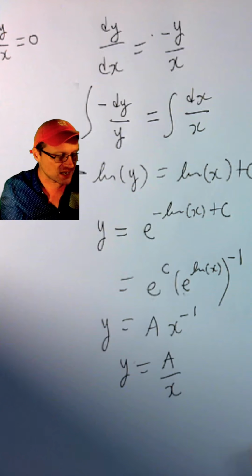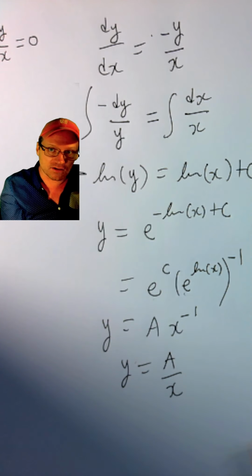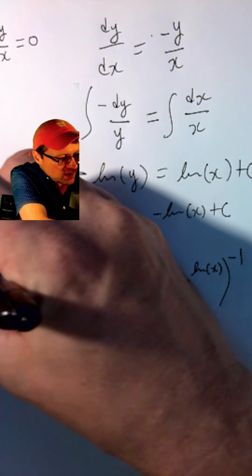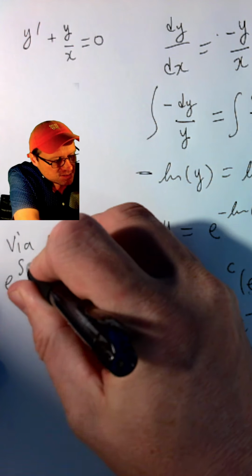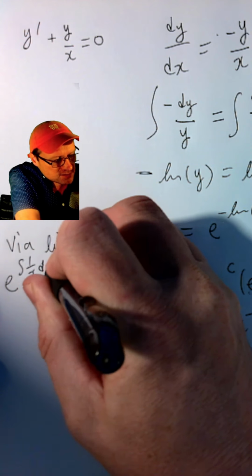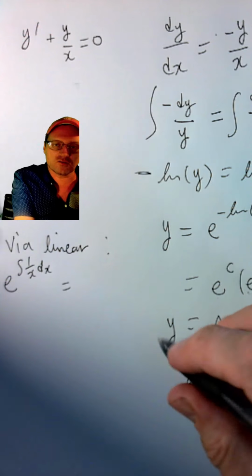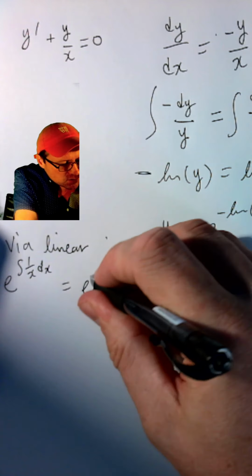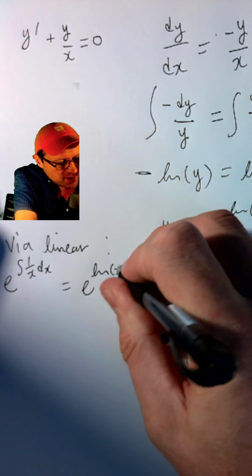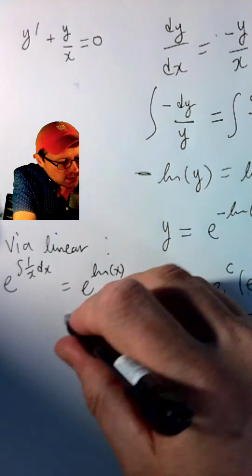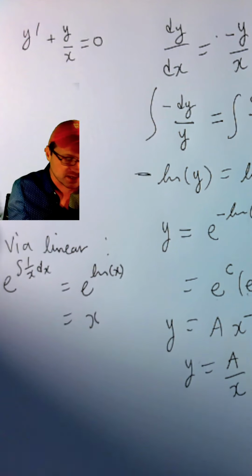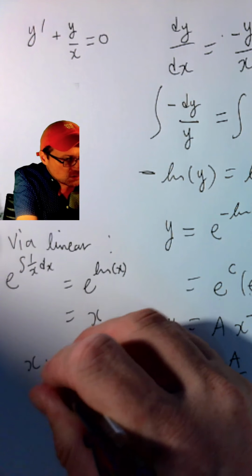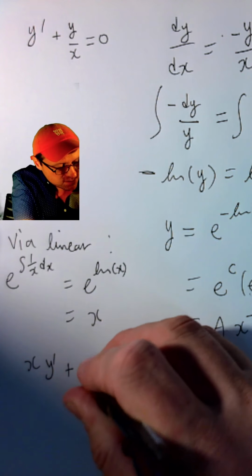Now let's do the same thing as a linear equation. So via linear, we have integrating factor e to the integral of 1 over x dx. And so the integral of 1 over x is the natural log of x. So we have e to the natural log of x is our integrating factor. And so that's x.